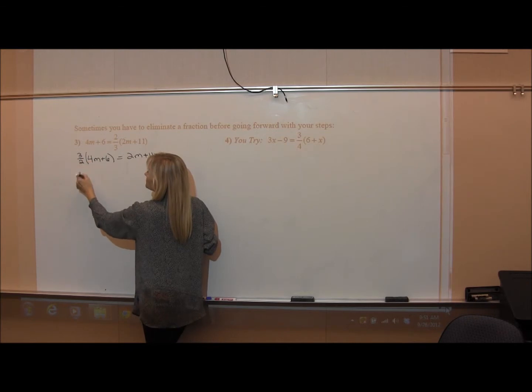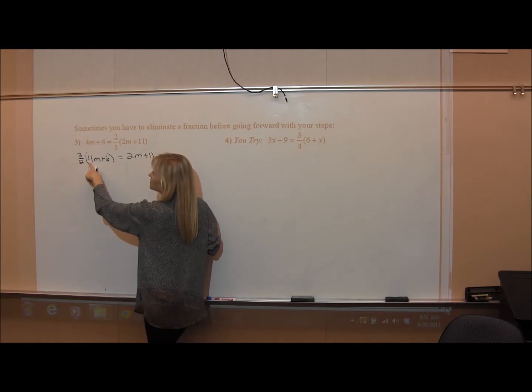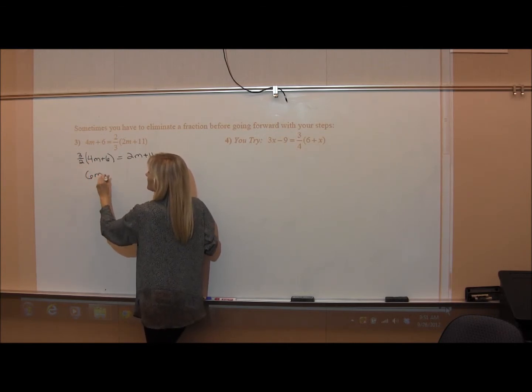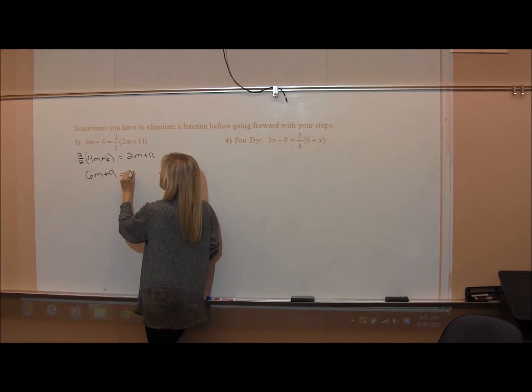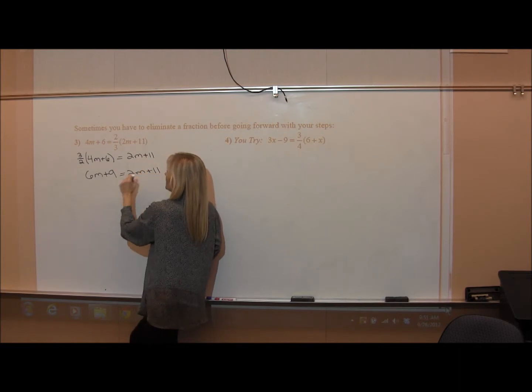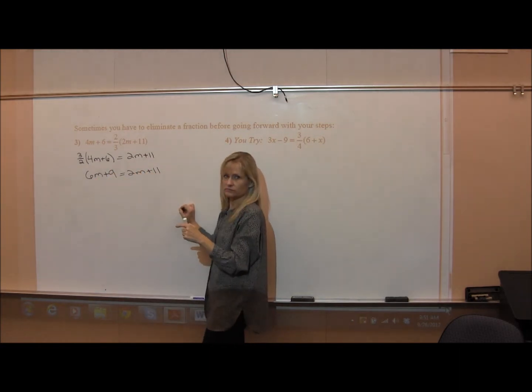Okay, so 3/2 of 4, well 1/2 of 4 is 2, so 3/2 is 6, that's 6m. 3/2 of 6 is 9. Is everybody comfortable with that? Okay.